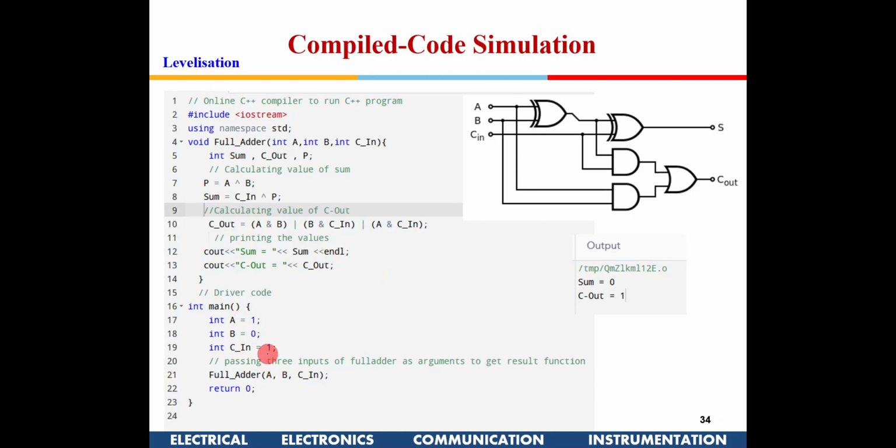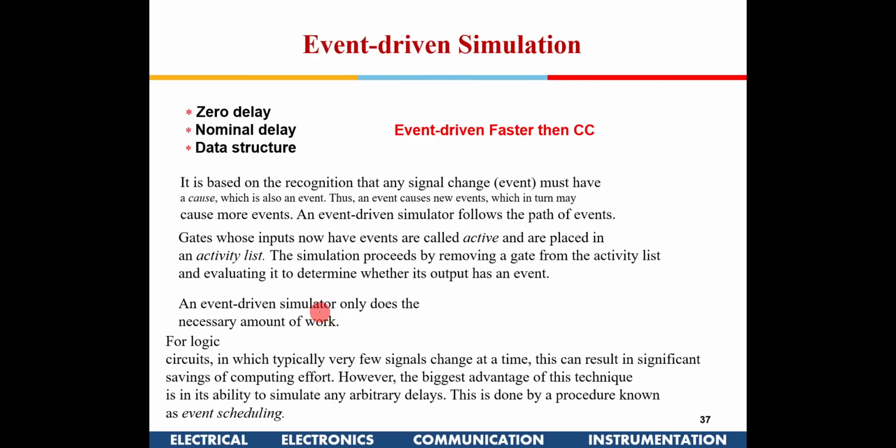First I give this input A, B, C. Okay, for the next test vector, I will give, say, 1 1 1. Then it will start from here. The entire code is run once every time a new test vector is given. So that is the main disadvantage of this. It is time consuming. Every time a new test vector is given, it will start from line 1 and run the entire code. So that is the drawback.